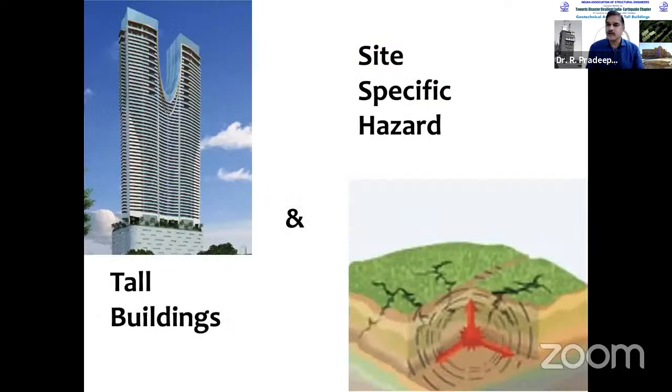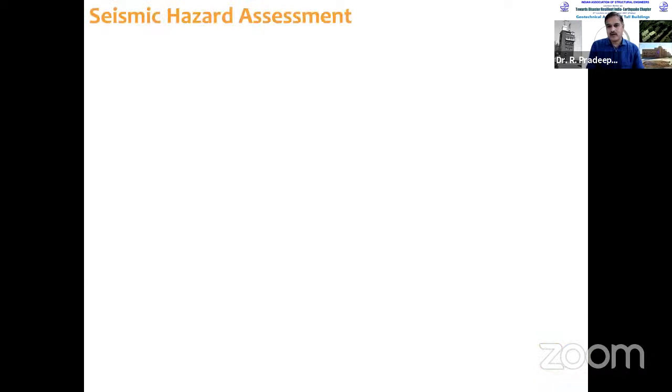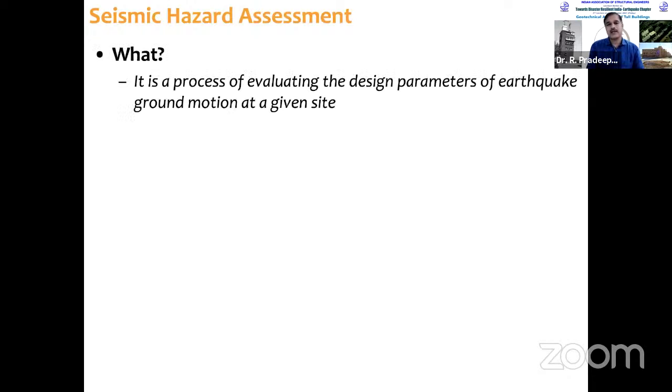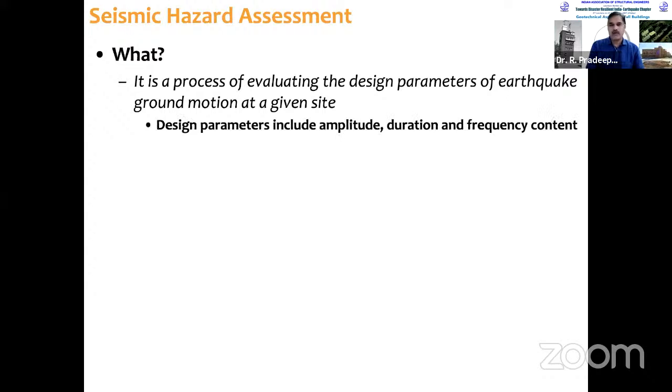Now let me go straight into the first major topic, tall buildings and site-specific hazard. Let me give you a brief background of hazard assessment. So what is hazard assessment? It is a process of evaluating the design parameters of earthquake ground motion. And what are the design parameters? One is the amplitude of ground motion, the duration of strong ground motion shaking, and the frequency content present in the ground shaking. So which types of buildings are going to get affected, say low-rise, mid-rise or high-rise buildings, can be understood.